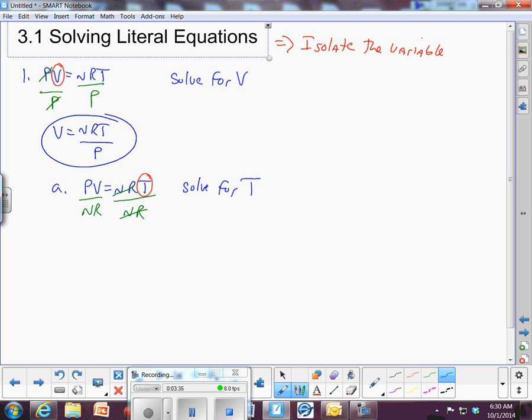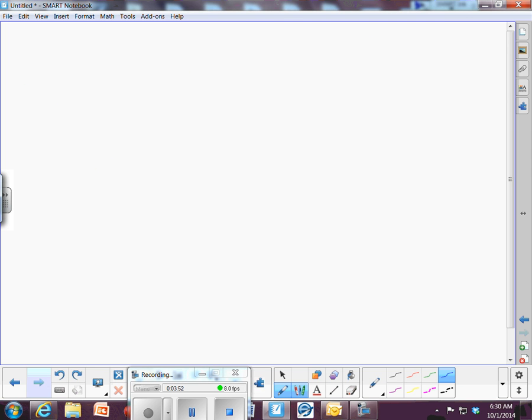On the left now, we have isolated our temperature. We've got it all by itself. The other side is PV over nR, and we have now solved this equation for T. Don't let the fact that you've got a bunch of variables scare you off. These can be easy. Let's do another one.